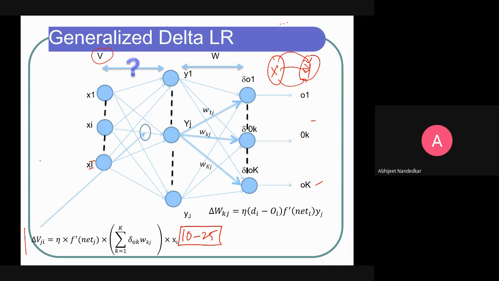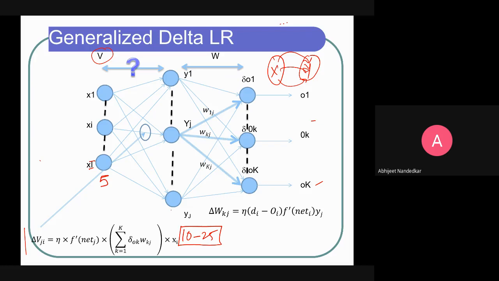If you have 5 nodes here, then go with 10 here. And the output side will be the number of classes. So if you are learning 7 classes, put 7 nodes here. So this will be your architecture. Now this will define the dimension of the V matrix and W matrix.